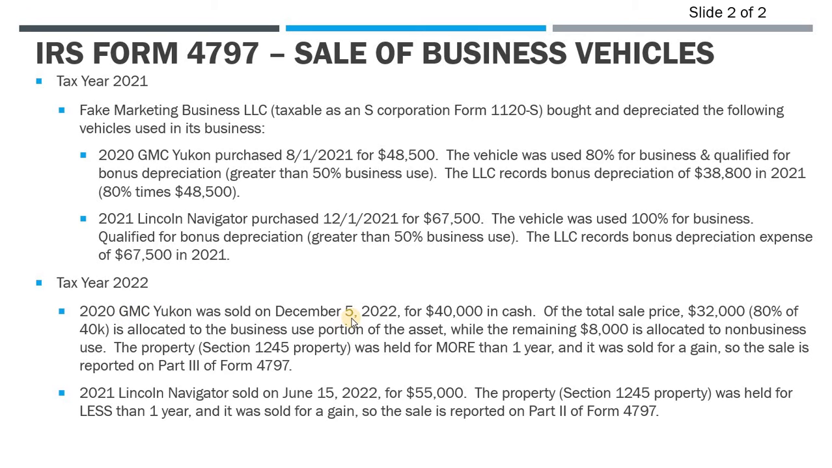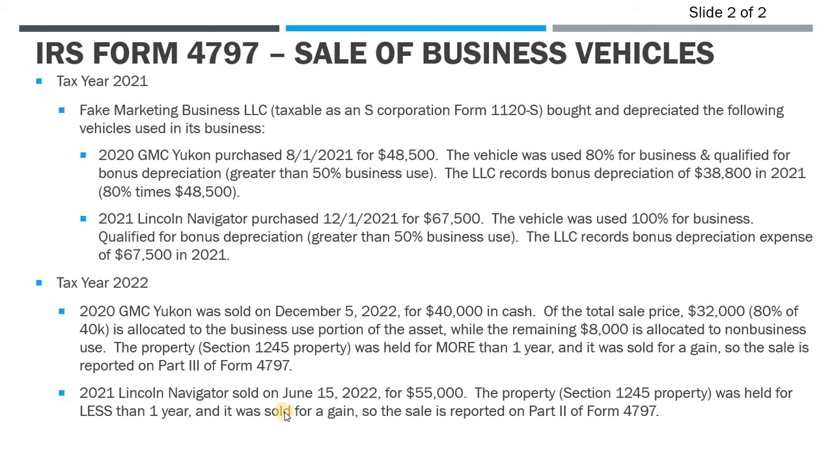If we sold the Yukon on December 5th, 2022 for $40,000 in cash, how is that reported? Well, the first thing to consider is the holding period. We bought it on August 1st, sold it over a year later in December. So that's the first thing to note: this is property that was held longer than 1 year. Now, the $40,000 sale price has to be bifurcated between the business use and the personal use portion. Of the total sale price, we allocate 80% to the business, $32,000, while the remaining $8,000 is allocated to the non-business use section.